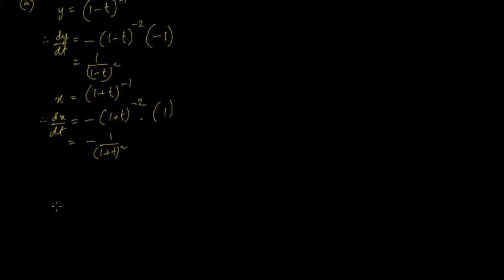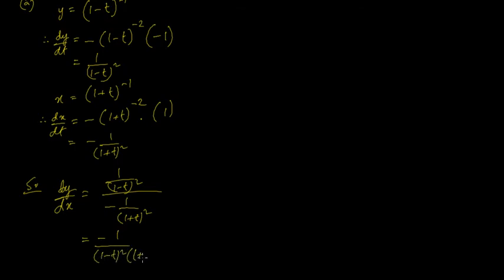So we have the derivative of x and the derivative of y. So dy by dx would be dy by dt, which is 1 by (1 minus t) whole squared, divided by dx by dt, which is minus 1 by (1 plus t) whole squared. So that makes minus 1 by (1 minus t) whole squared into (1 plus t) whole squared. So this is the expression for the gradient.